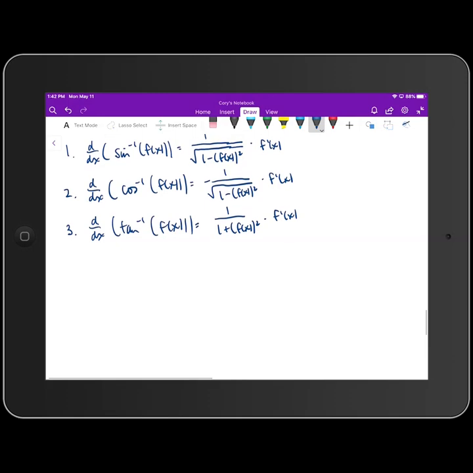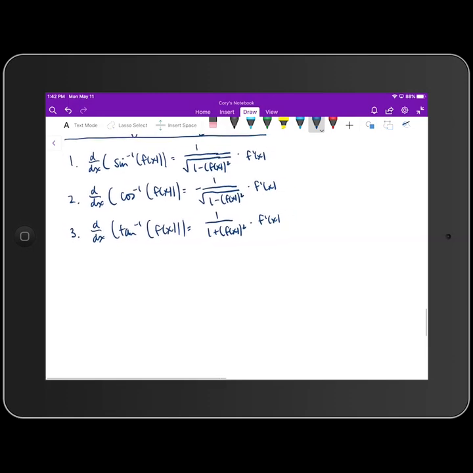And what I want to do is take a look at how we mathematically come up with the derivative for inverse sine and inverse tangent. The derivative for inverse cosine is going to be exactly the same as the other two derivatives that we're going to look at. The process is going to be exactly the same. Okay, so let's take a look at how we actually come up with these derivatives.